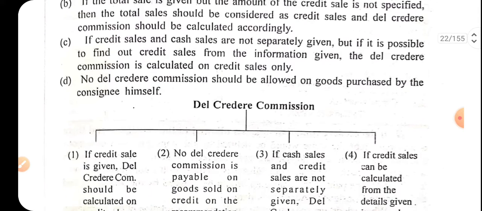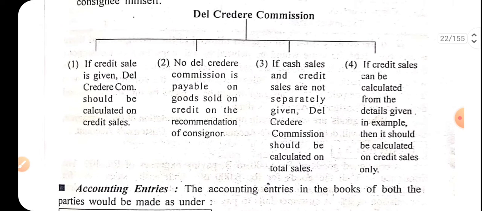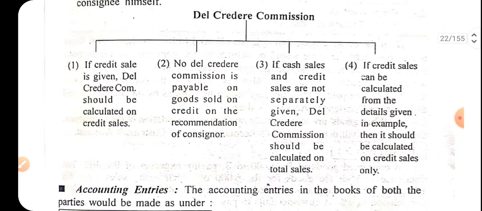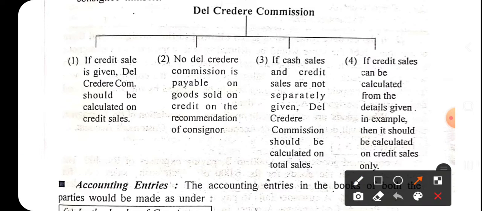Let us see the terms and conditions of calculating the Del Credere Commission. In most of the cases, we have to evaluate the Del Credere Commission on the credit sale. But if in the sum there is no information about what is the credit sale and what is the cash sale, at that time we have to calculate the Del Credere Commission on the total sale. No Del Credere Commission is allowed if the consignor recommended making the credit sale. If the consignee has sold the goods on credit on his own, at that time he is entitled to get the Del Credere Commission.